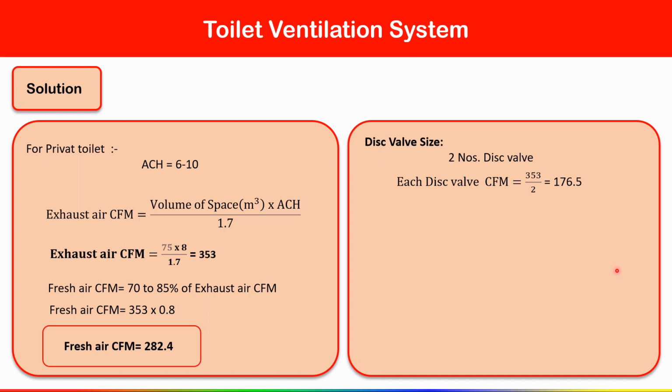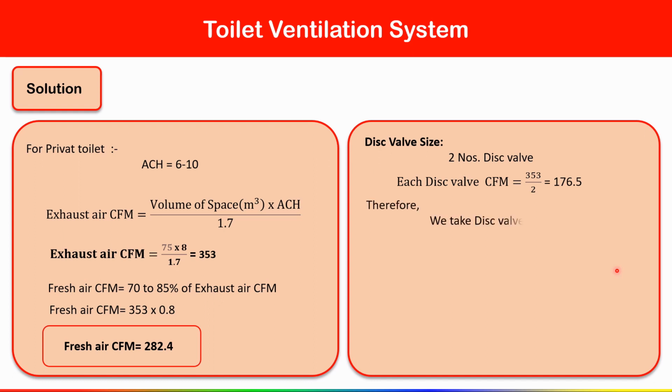And I told you, if you remember, now you have to tell me what diameter of disc valve we have to select here and how many disc valves. It depends on you. You can select the 4-inch disc valve also. If you select 4-inch disc valves, you have to select two of them, because each disc valve CFM is 176.5, and with a 4-inch disc valve you can exhaust a maximum of 100 CFM. Otherwise, if you want to select the 8-inch, one disc valve can extract that much CFM.